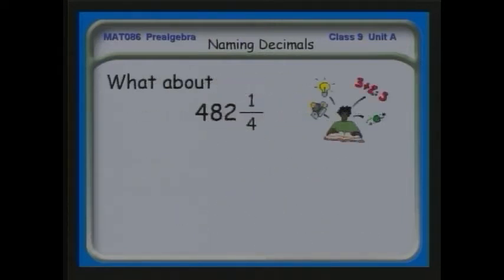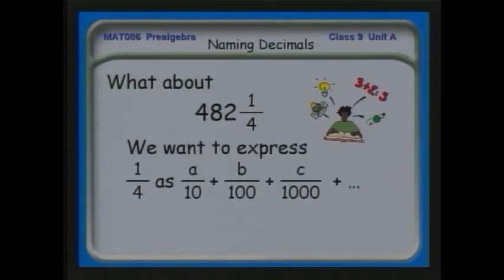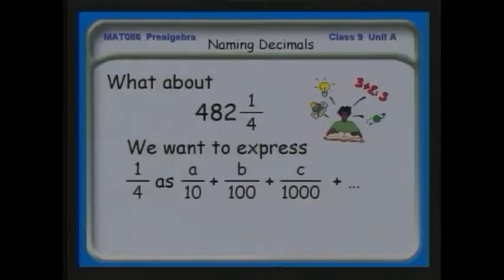Let's sneak up on the idea. What about 482 1/4? We'd like to represent that quarter as in that series. In other words, if I have a quarter, is it so many tenths plus so many hundredths plus so many thousandths, so that we can take the quarter and fit it nicely into that system that we talk about, the decimal system. Now, how do we find how to fit 1/4 into tenths, hundredths, thousandths, and so forth?